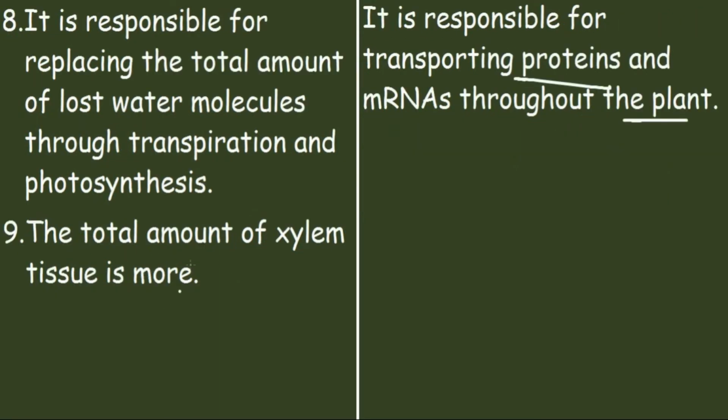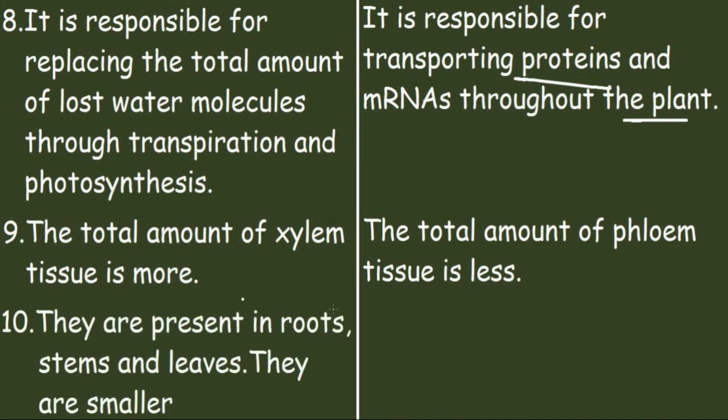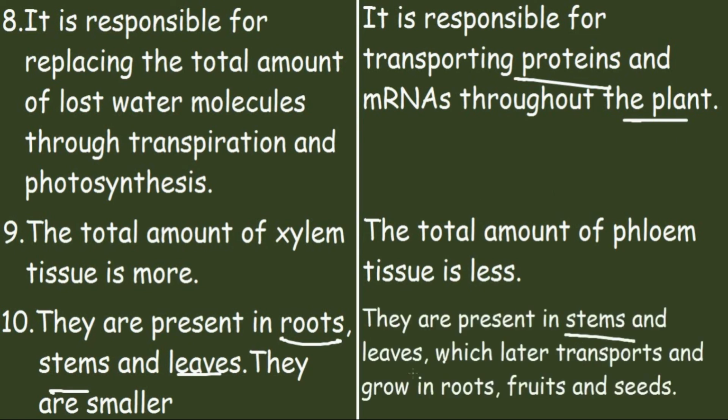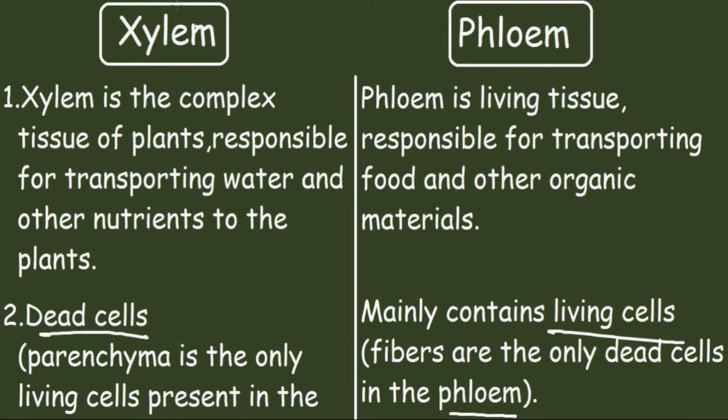The total amount of xylem tissue is more compared to the total amount of phloem tissue, that is, the total amount of phloem tissue is less. Xylem tissues are present in roots, stems and leaves. They are smaller compared to the phloem tissue. Now I will write the last point for the phloem tissue. Phloem is present in stems and leaves, which later transports and grows to roots, fruits and seeds of the plant. So these were the differences between xylem and phloem. Thank you.